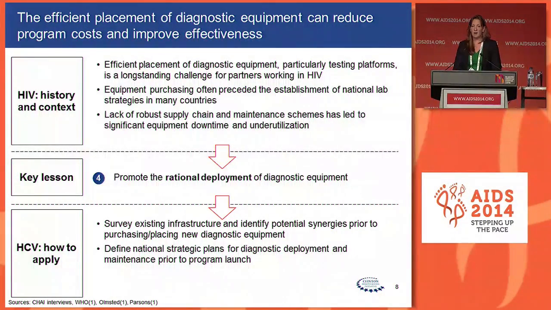As we think about how to apply this lesson learned to hepatitis, we need to think about how do you use what is already there? How do you use the HIV viral load networks? How do you use the centralized testing networks? How do you use the sample transport? And how do you integrate hepatitis C into that?